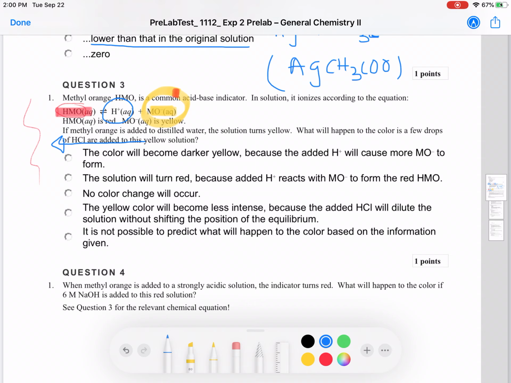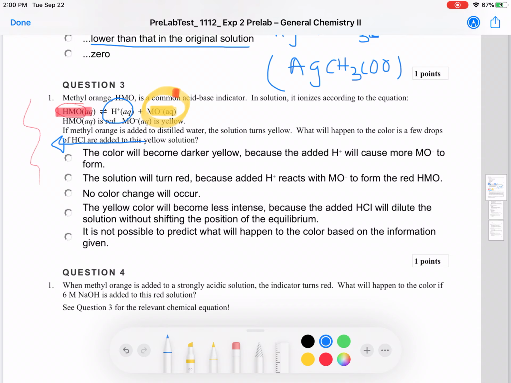If you add one of the reactants, then to compensate for that added reactant, the reaction proceeds to make more of the products. If you add one of the products, in this case H plus is a product, then the products will react together to form more of the reactants. So it would not increase the products on the right side too much. Okay, so that's how Le Chatelier's principle works. So the solution will turn red.